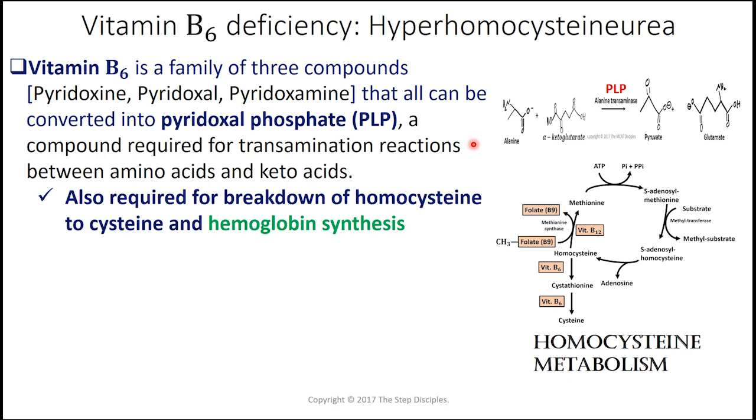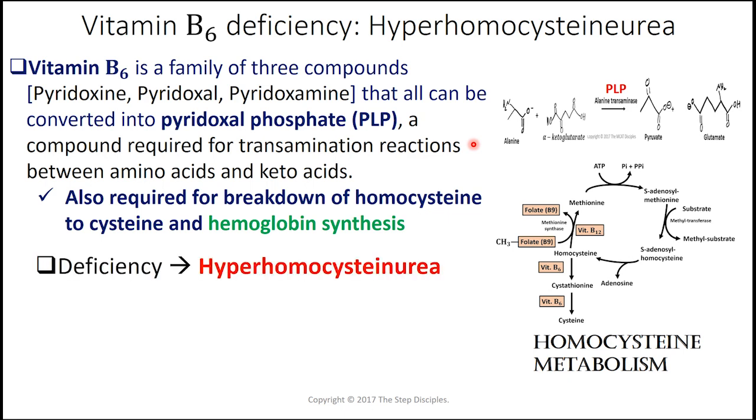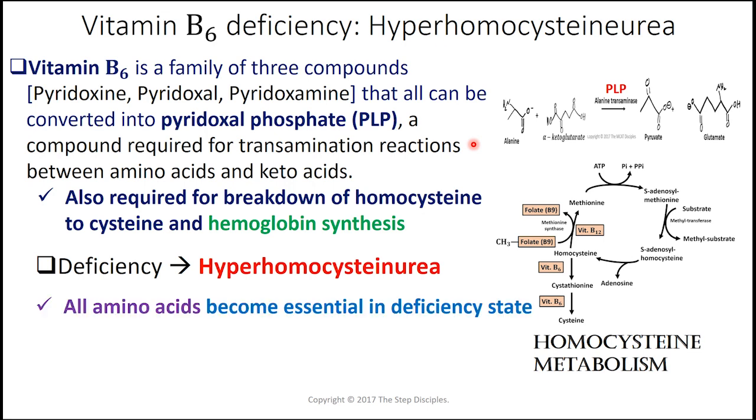You should appreciate, though, that vitamin B6 is required for the breakdown of homocysteine into cysteine and for hemoglobin synthesis, and that tells us the relevant pathology just based on that. So deficiency leads to hyperhomocysteinuria. We'll go through that in a few slides.